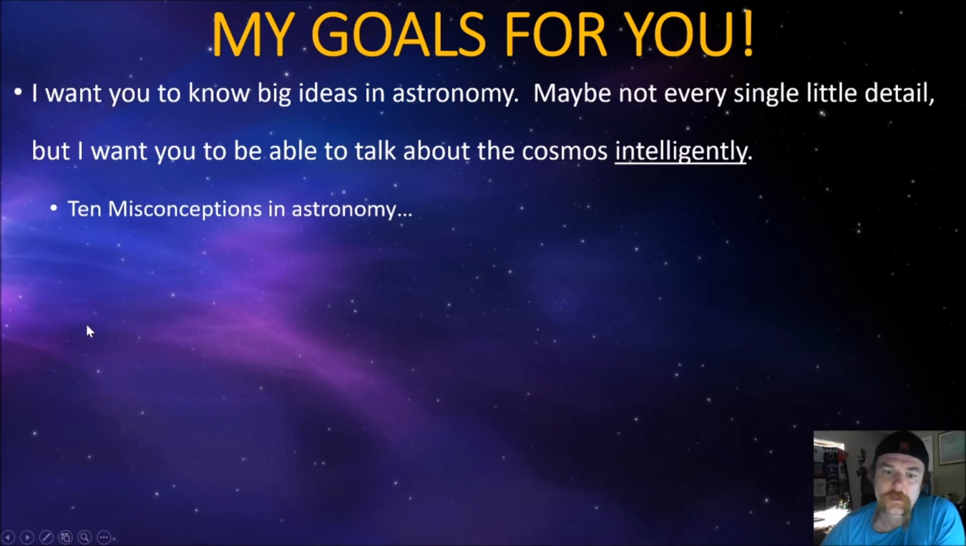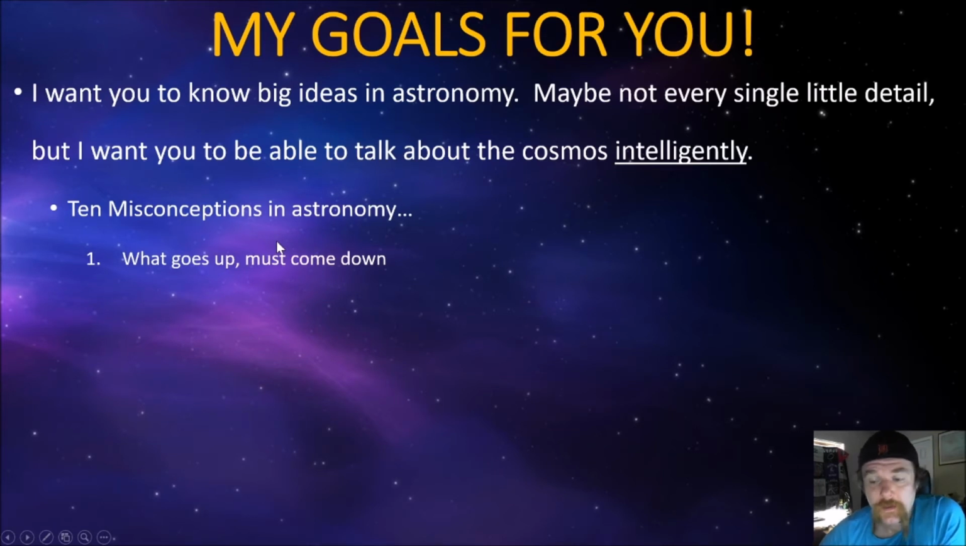Actually, let's back up. This is why I want you guys to be able to speak intelligently. There's a lot of things that people think about astronomy that are misconceptions. So let's go over these. These are the top 10 misconceptions in astronomy. Number one, what goes up must come down. A lot of people think that. You throw a baseball in the air, it comes back down. Airplane goes up, airplane is eventually going to come back down.